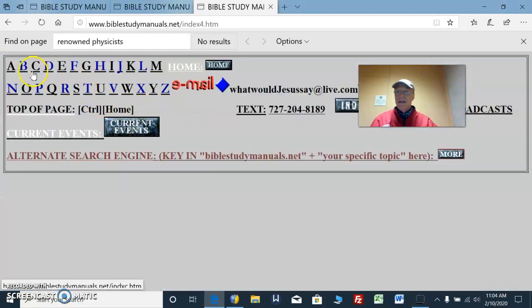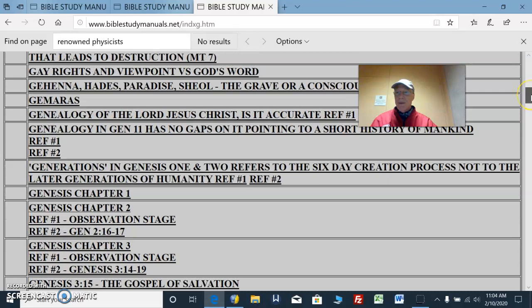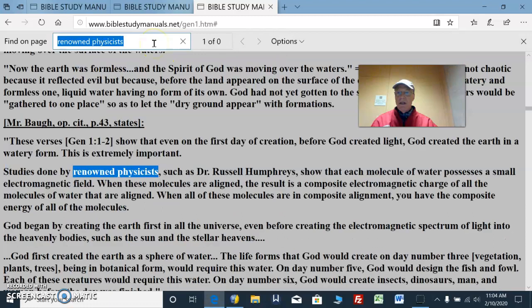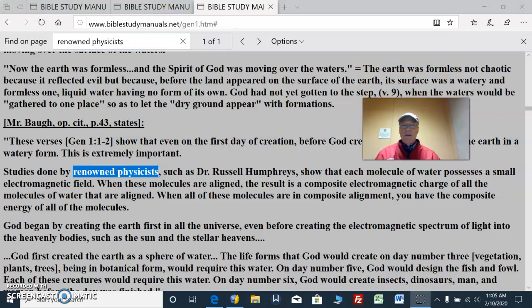So we look at Genesis chapter 1. And we want to look at studies done by renowned physicists about Genesis 1, 1 and 2. Look at the verses there.